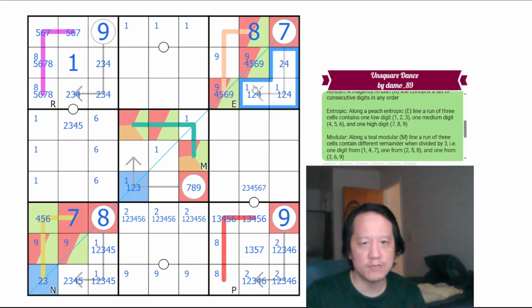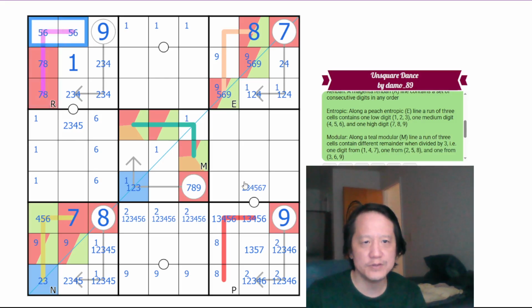And obviously it's not 1. That eliminates 4 in the rest of the box. So we know we have a 3 here. 8 and 7 are here. This cannot be 7 or 8. It's 5, 6 as a pair. That eliminates 5, 6 in the rest of the box. So these are both high. This is 5, 6 there.